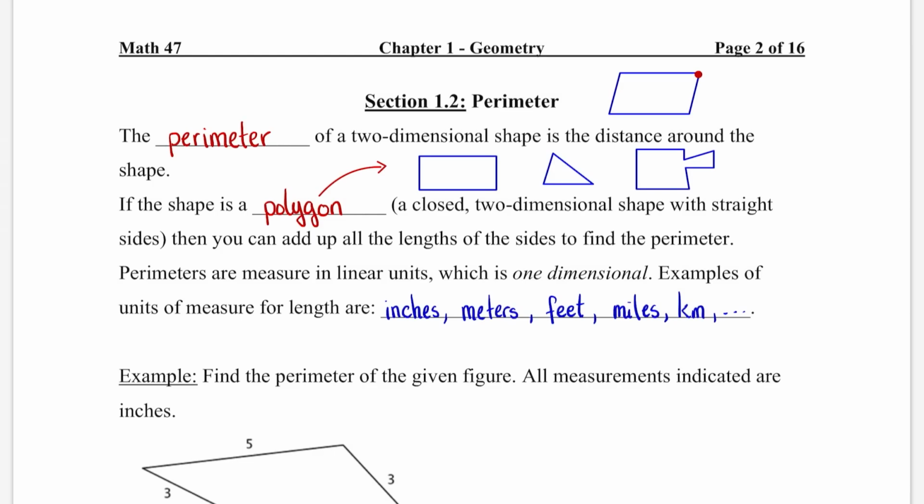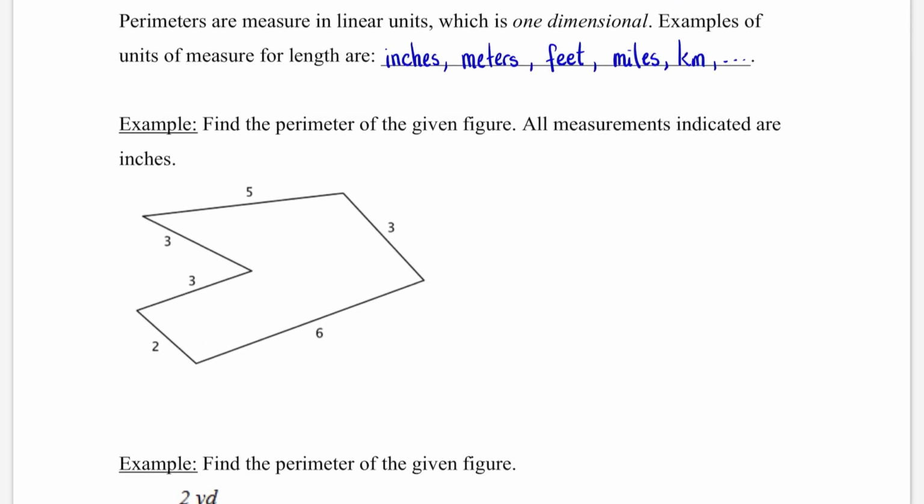The perimeter is measured in linear units, which is one-dimensional. Examples of units of measure for length are inches, meters, feet, miles, kilometers, and so on. Example: find the perimeter of the given figures. All measurements indicated are inches.